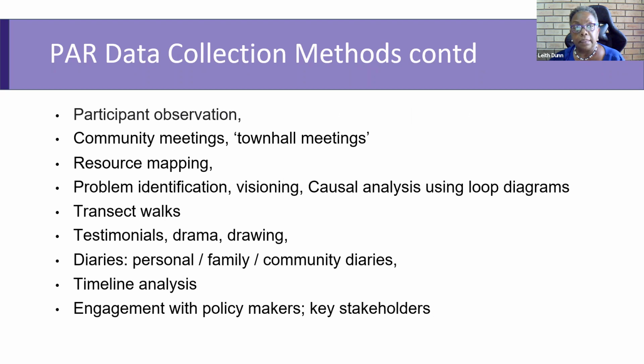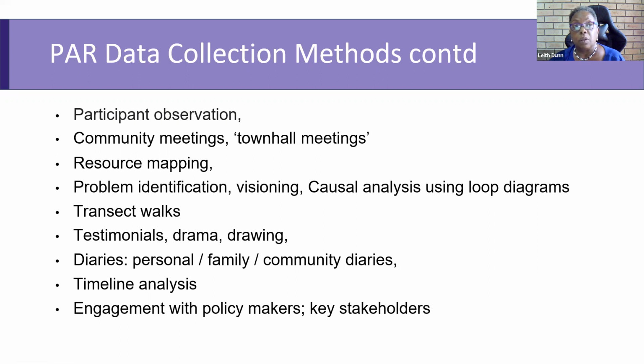Other methods include participant observation, community meetings, or what we call town hall meetings. We have resource mapping, and we are identifying problems. We're helping with visioning, but also causal analysis using loop diagrams, as we have done recently, working on a project with food and nutrition with another university department, looking at household income and food security. We also use transect walks, just walking through a community and making drawings of what we experience.